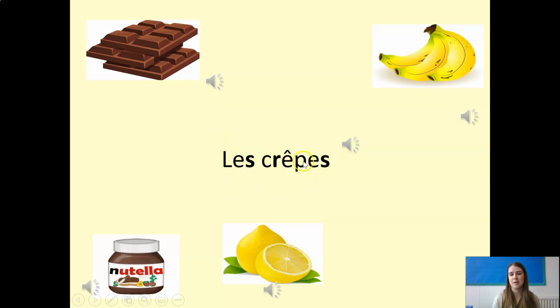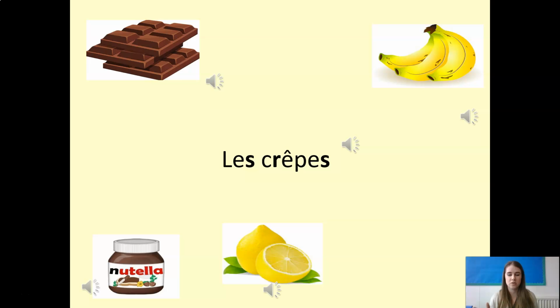Okay, it would be la crêpe, because it ends in our E letter here. So we've got les crêpes. What about this one? Le citron. Le citron. Okay, your turn. Les citrons. Good, so that's lemon.